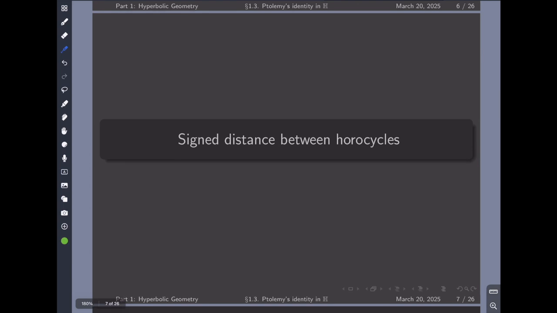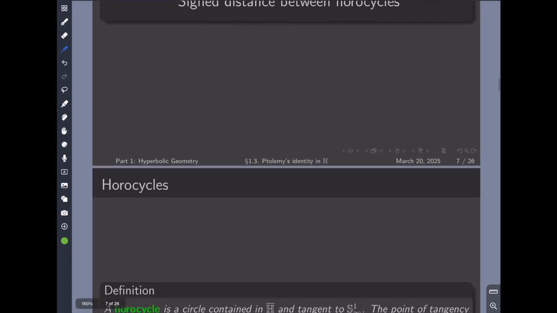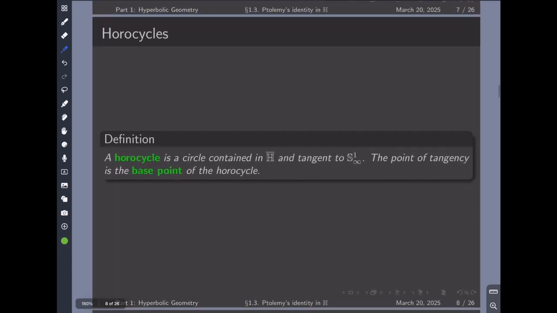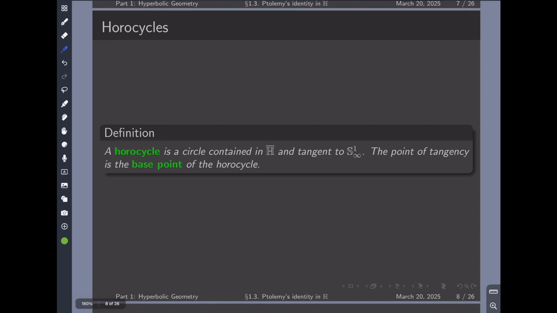Now the cast of characters for Ptolemy's identity, and the main one is the signed distance between horocycles. So I need to tell you what a horocycle is, and I am going to give a non-intrinsic definition, in the sense that it makes reference not only to hyperbolic objects, but to the model itself, to the concrete model we are talking about, either the upper half plane or the Poincare disk.